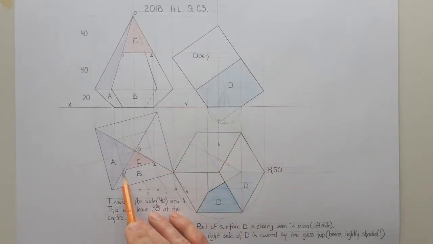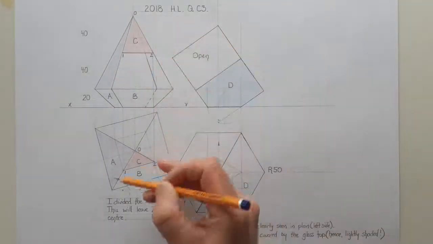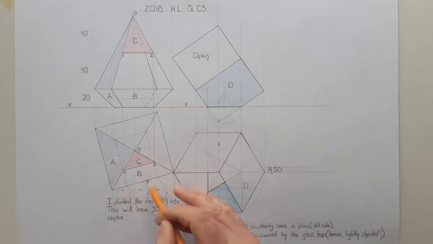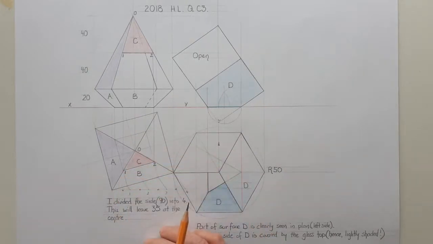In the plan, surface B is sitting there. I can see surface B because this section is left open at the front. So this triangular section is not there, or sorry, part of the triangular section is not there. So you can see into surface B.